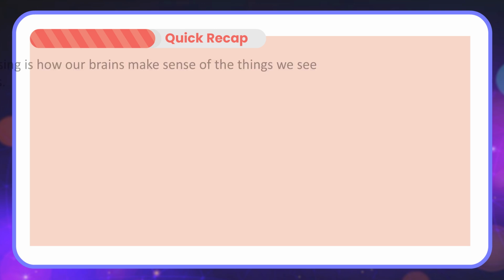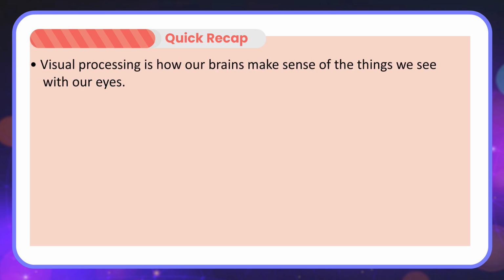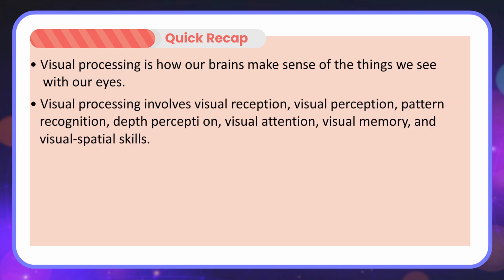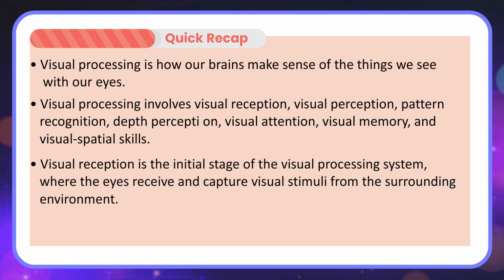Quick recap. Visual processing is how our brains make sense of the things we see with our eyes. Visual processing involves visual reception, visual perception, pattern recognition, depth perception, visual attention, visual memory, and visual spatial skills. Visual reception is the initial stage of the visual processing system, where the eyes receive and capture visual stimuli from the surrounding environment.